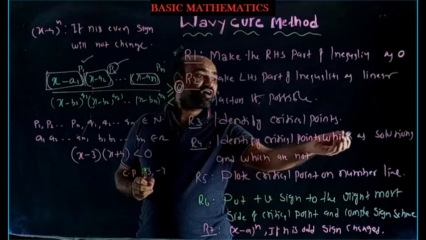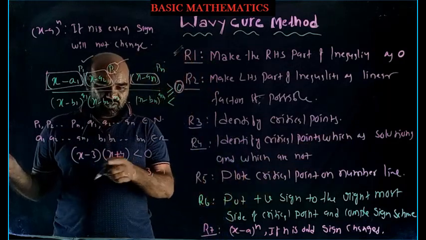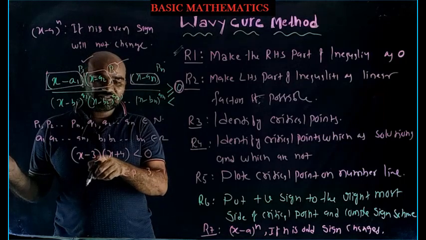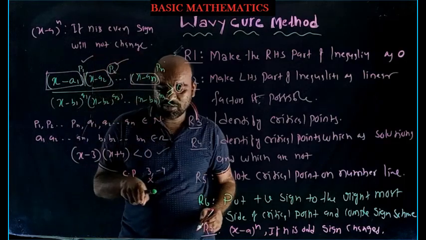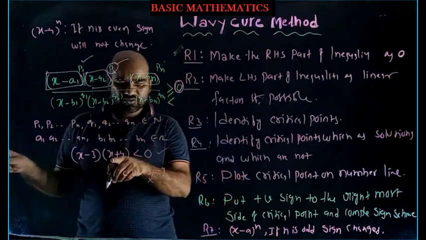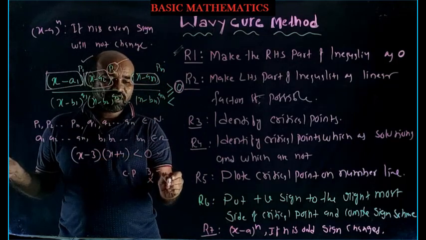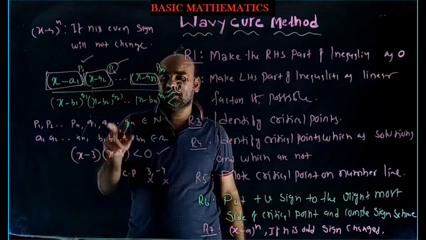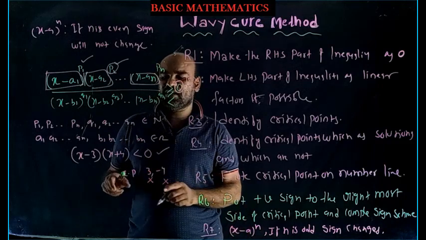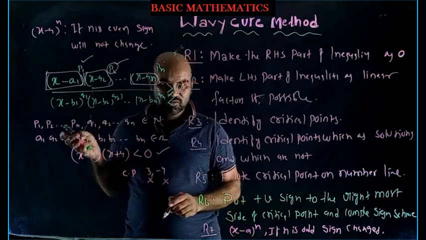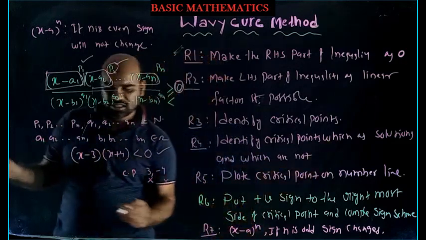Identify whether the critical points are solutions of the given inequation. Put x equal to 3. What happened? 0 less than 0, a false statement. 3 is a critical point, but 3 is not a solution. Substitute -4: 0 times something is 0, and 0 less than 0 is wrong. So -4 and 3 won't satisfy the given inequation. Even though they are critical points, these two are not solutions of the problem. Next step: plot the critical points on the number line. Take a number line.